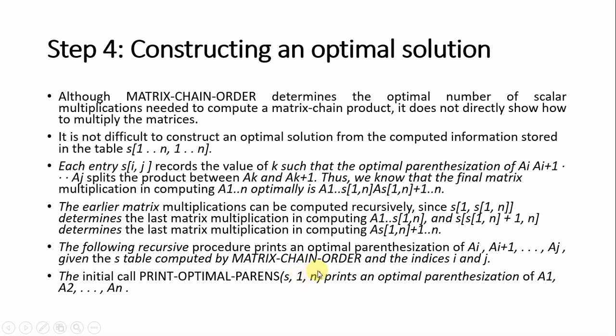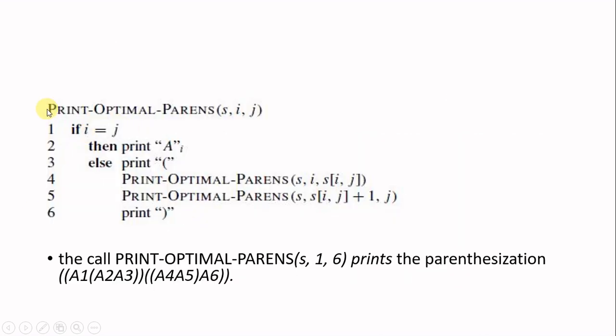So, let us look at this. Print-optimal-parens(s, i, j). If i is equal to j, then print A_i. Else it will print a left parenthesis. Then print-optimal-parens(s, i, s[i, j]). The split is given in this entry. And print-optimal-parens(s, s[i, j]+1, j). So for one call there are two recursions, then it will print a right parenthesis.